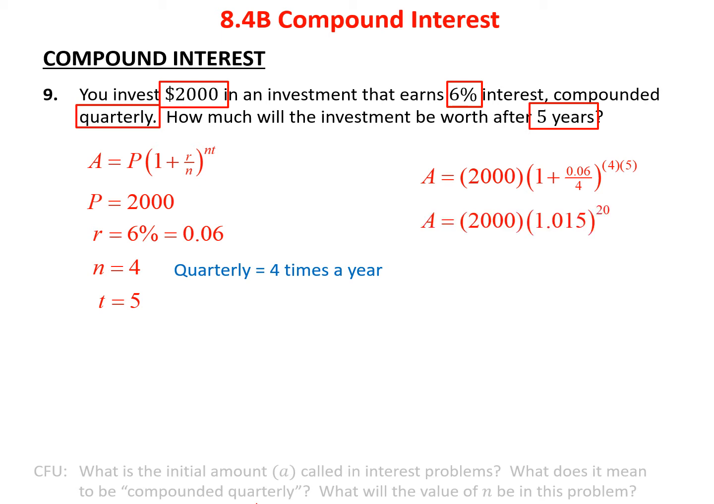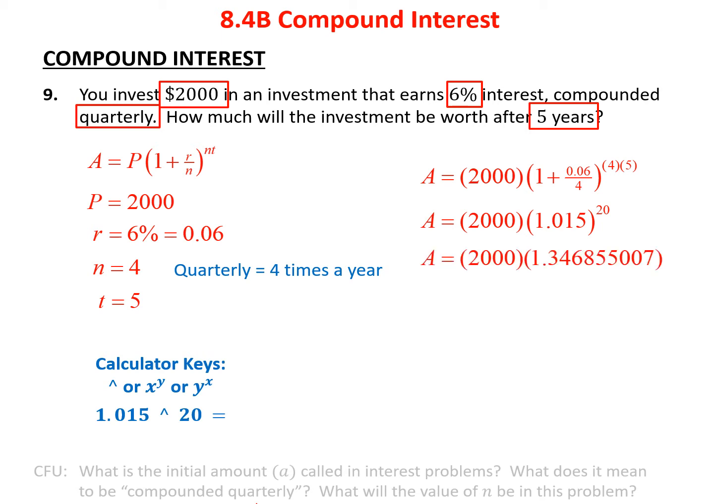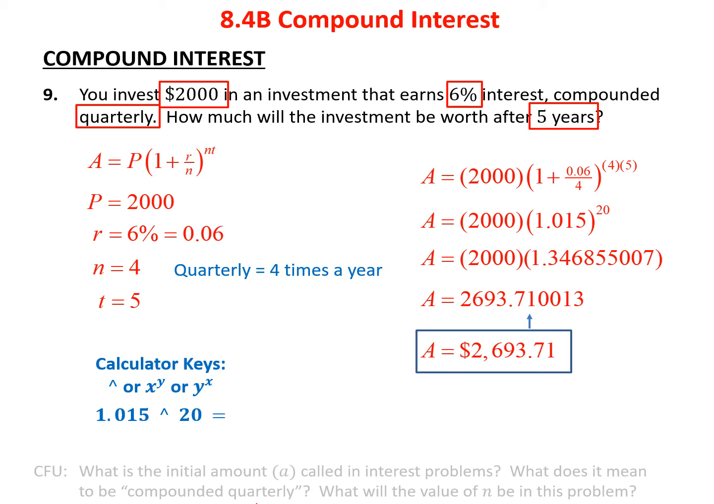So let's simplify it. And we have 2,000 times 1 and 15 thousandths to the 20th power. So we break out our calculator. Remember what our calculator key looks like, either the caret or the x to the y or the y to the x formulas. So we're going to put in 1.015 caret 20 equals, and we get that number there. So we multiply, and now we're going to round off to the nearest penny because we're dealing with dollars and cents. To the right of the 1 is a 0, so that's not old enough to go to school, so we drop it off. And we'd say in 5 years, that $2,000 will be worth $2,693.71.